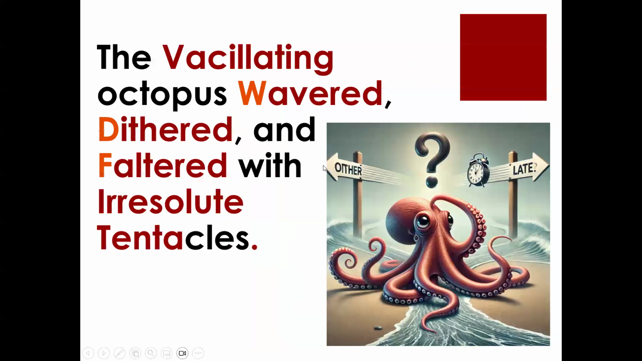Okay. And now let's use our mnemonic to help us again. The vacillating octopus wavered, dithered, and faltered. WDF with irresolute tentacle. So you can see this octopus choosing between which way to go. Is it the other way or is it the way that's probably going to make me late? Okay, so vacillating, wavered, dithered, faltered, irresolute, and tentacles.